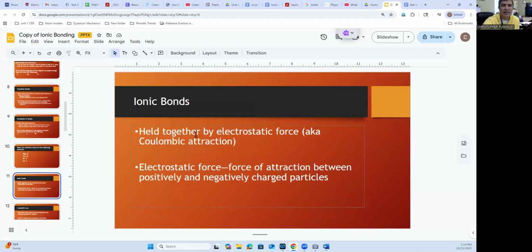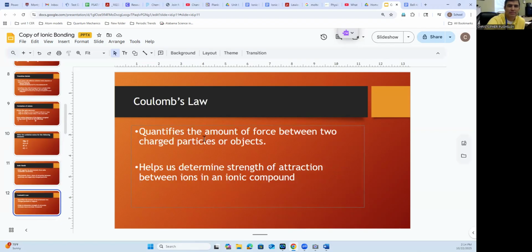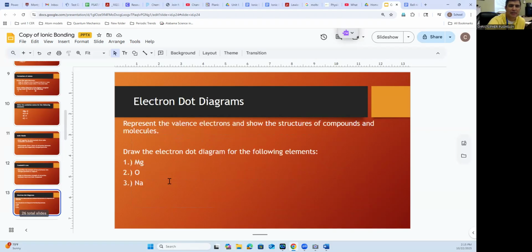Ionic bonds are held together by the electrostatic force or Coulombic attraction. Electrostatic force is the attraction between oppositely charged particles. Coulomb's law quantifies the amount of force between charged particles or objects. That helps us determine the strength of attraction between ions in an ionic compound. It says represent the valence electrons in structures of compounds and molecules. Draw the electron dot diagram for each of the following elements. And so we're going to do that right here.